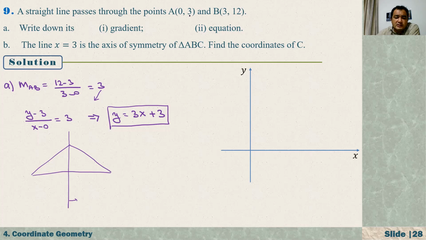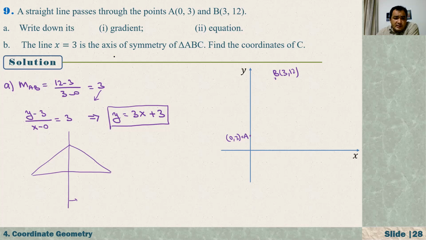Here we have A is (0, 3). The x coordinate is 0, and let's say the y coordinate is somewhere here. Let's say this one is A. And B is (3, 12). Let's say here we have 3, and this one is 12. This one is B, (3, 12). And this A, what is it? (0, 3).